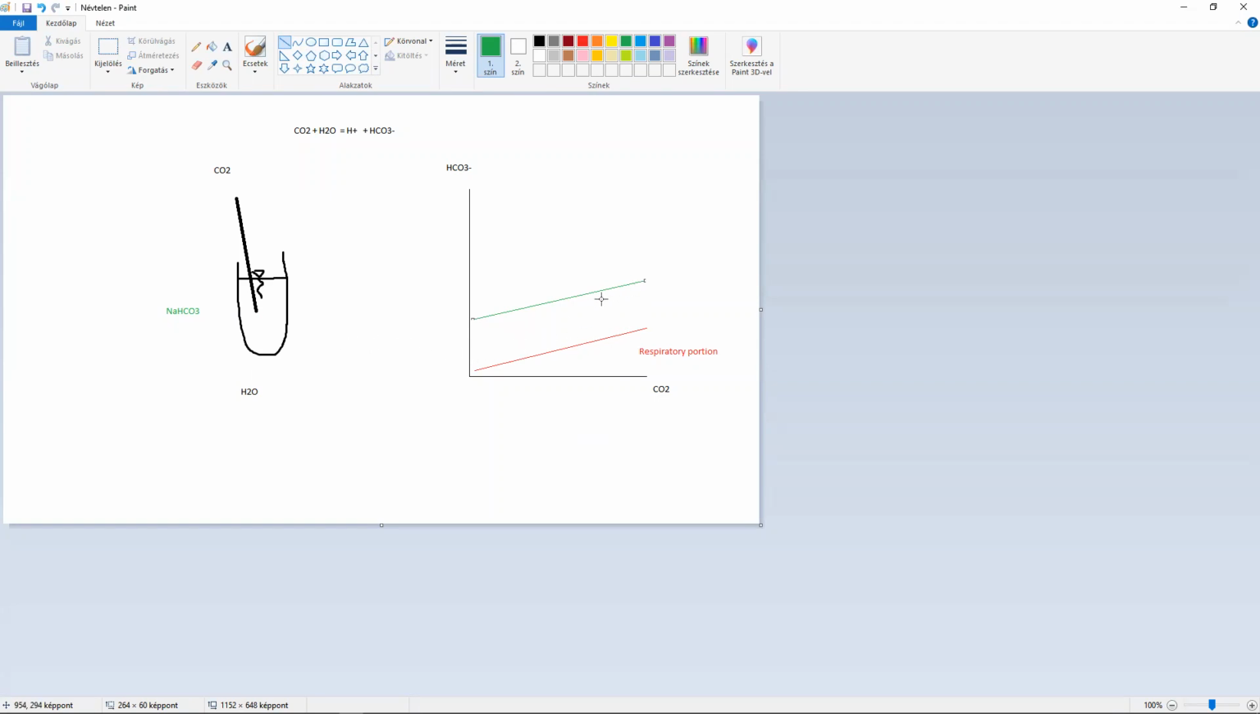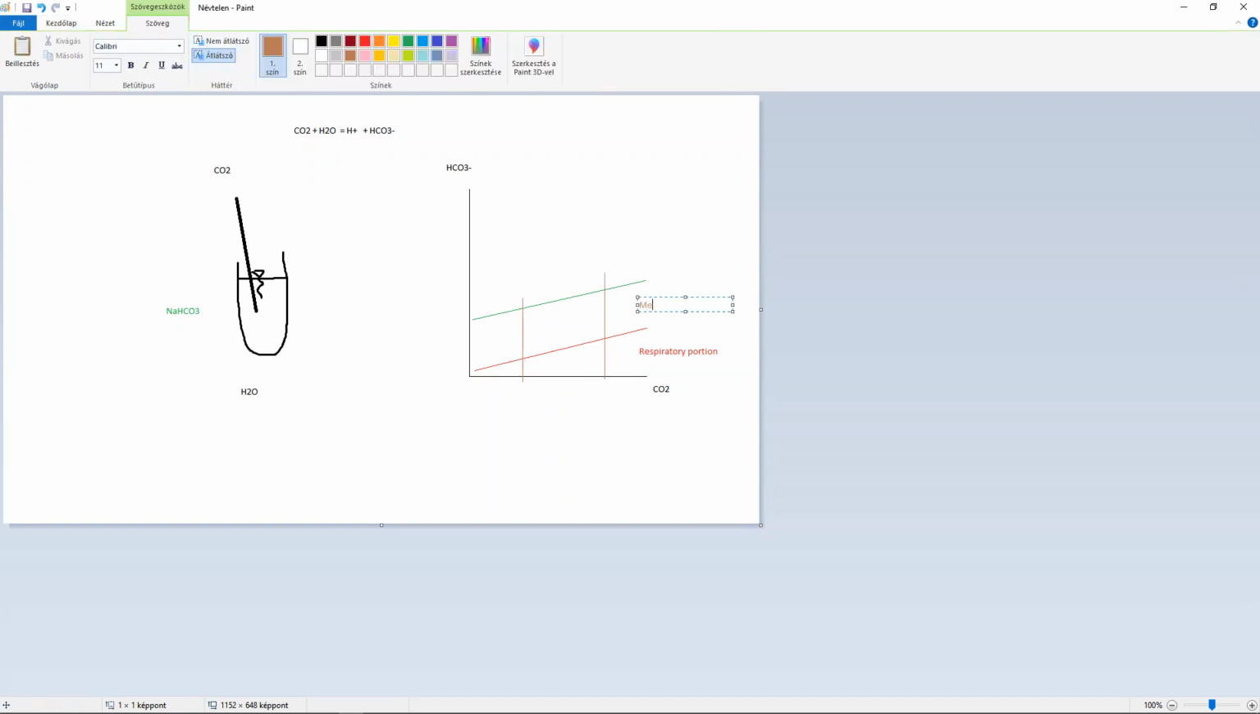The slope, however, gives us the respiratory portion. So in every given portion, for example on the green line, we can see the CO2 value here and the CO2 value here. That means I have what I would call the metabolic portion. This is the metabolic portion.